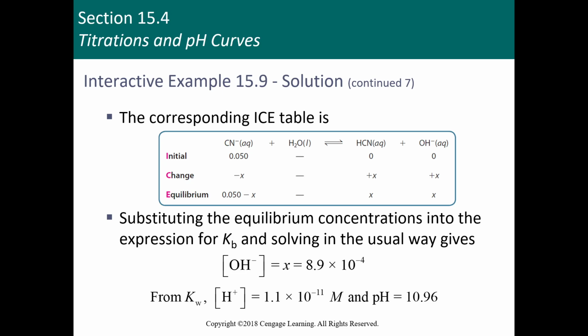And what we're going to end up getting here is that X would equal 8.9 times 10 to the negative 4. And so to get the H plus, you need to take the Kw divided by the OH minus. That'll give you your H plus, which is 1.1 times 10 to the negative 11 molarity. And you take the negative log of that, and that will give you your pH, which is 10.96.